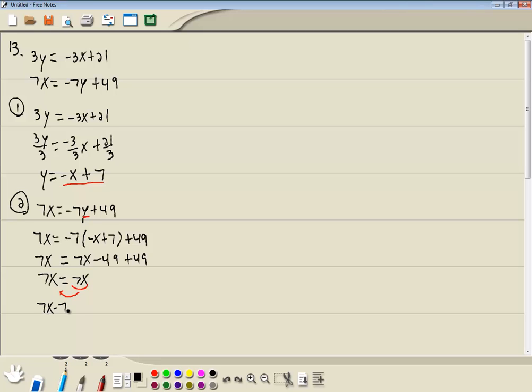So we got 7x minus 7x equals 0. Combine like terms, 7x minus 7x is 0. We end up with 0 is equal to 0. What that means, our variables disappeared, is one of our oddball cases. You come up with something that's always true, 0 is equal to 0. That means that there's an infinite number of solutions, which means they're dependent.